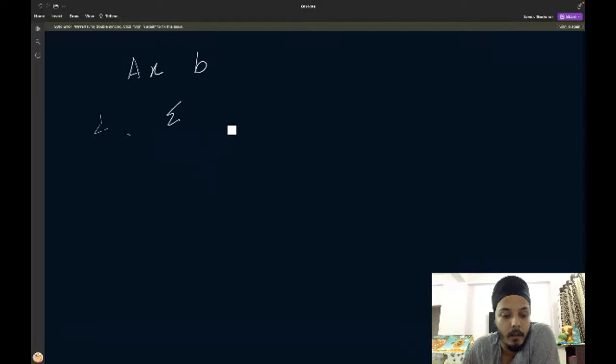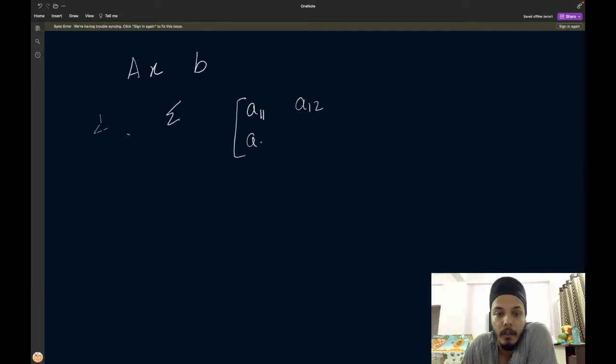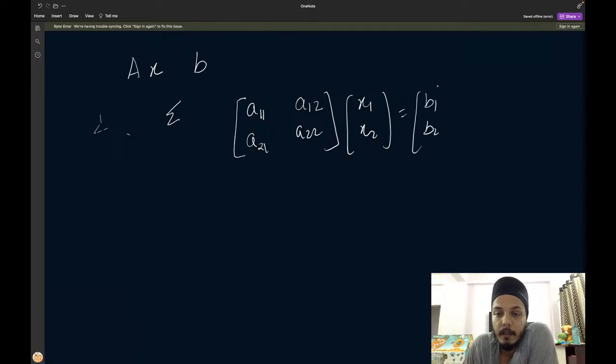Now we will see how to write this product AX. What we'll use here is the summation symbol. It means summation, that is, as we do in the product, we will need to add the elements. So let us take an example. Let our A matrix be a square matrix of the form a11, a12, a21, a22. Let us have our vectors x1 and x2, and this will be b1 and b2.